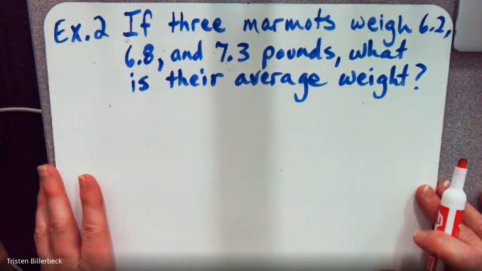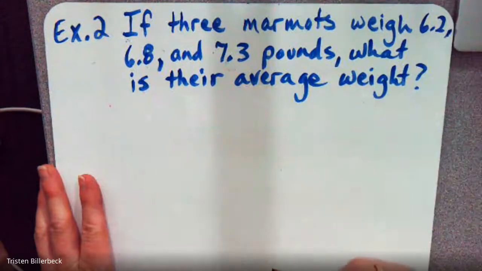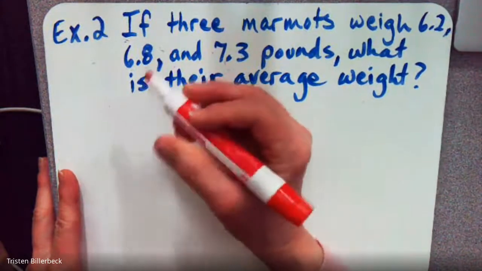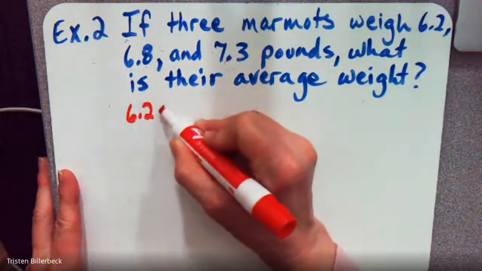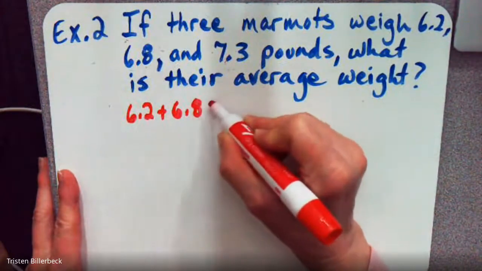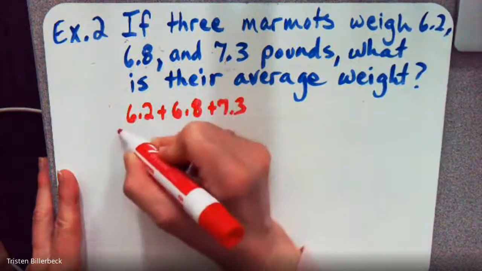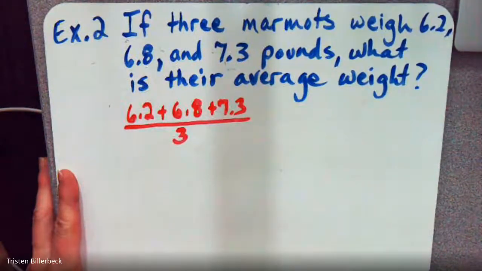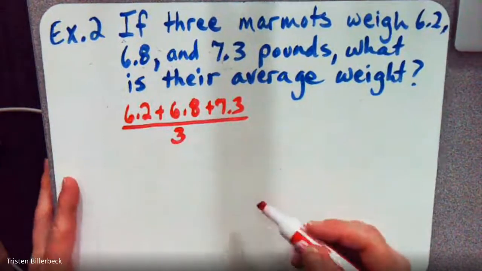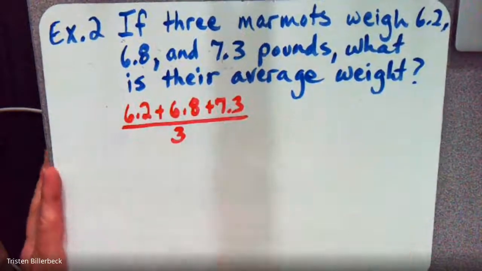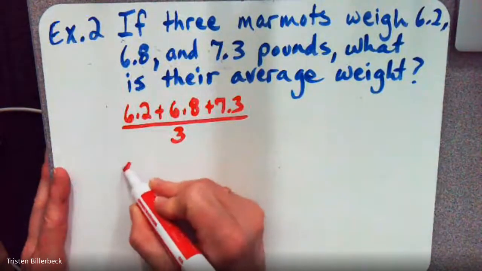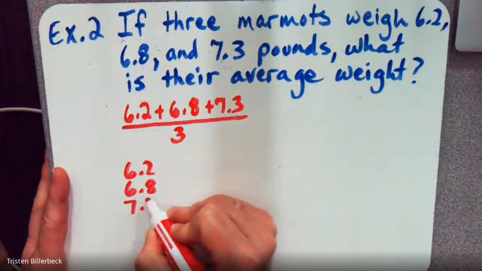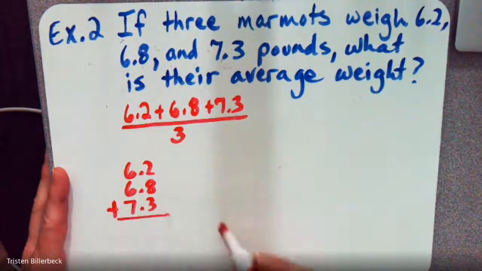So if we have 3 marmots, and they weigh 6.2 and 6.8 and 7.3 pounds, what is their average weight? So we would write 6.2 plus 6.8 plus 7.3. And since there's 3 different weights we're adding together, we're going to divide by 3. But we can say, wait a second, that's a little hard to add decimals that way. So what we could do is write 6.2, 6.8, and 7.3 and line the decimals up and add them that way.